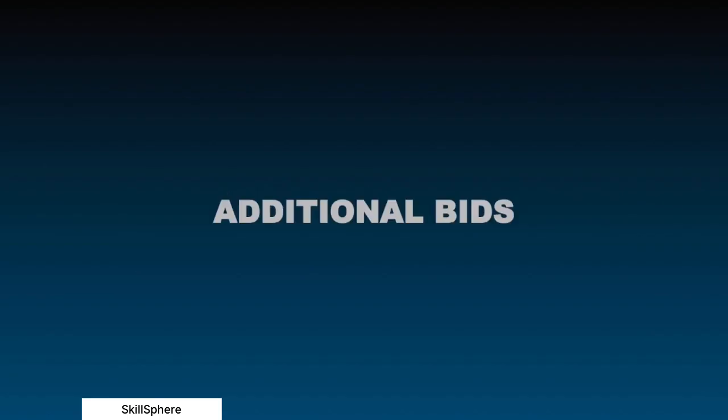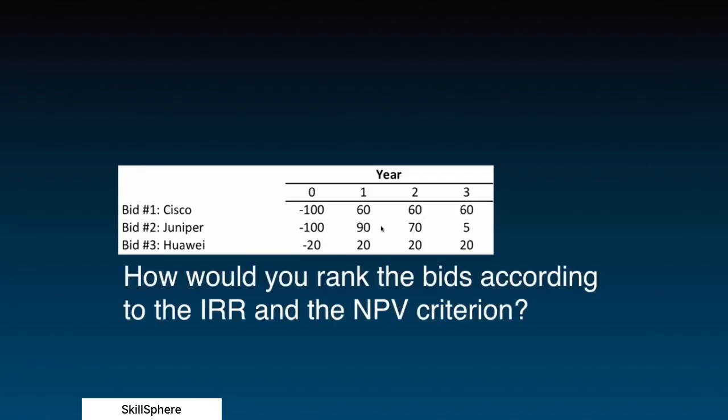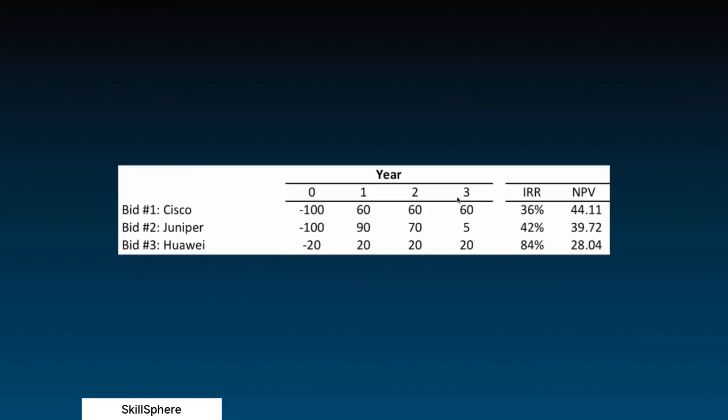Now, let's briefly talk about a couple of additional bids, just to hammer home the point. We also heard from Juniper and Huawei, who had costs and cost savings for us as laid out in this table. And how would we rank these bids according to the IRR and NPV? Well, we know how to compute the IRR and NPV. We just replicate or repeat what we did for Cisco or what we've done in past lectures. And you can get this set of IRRs and this set of NPVs.